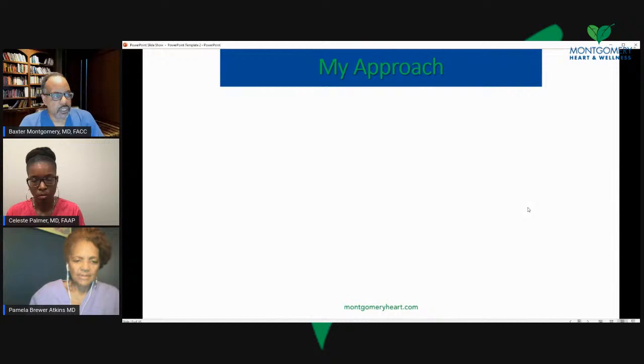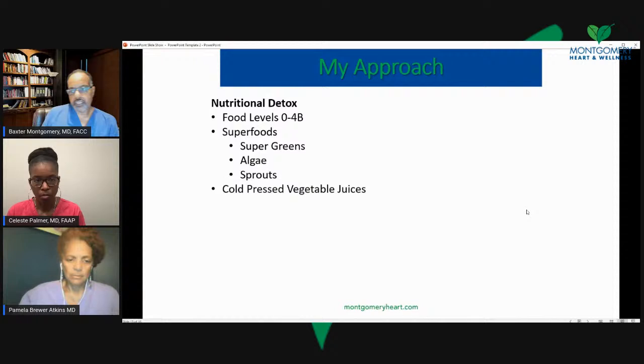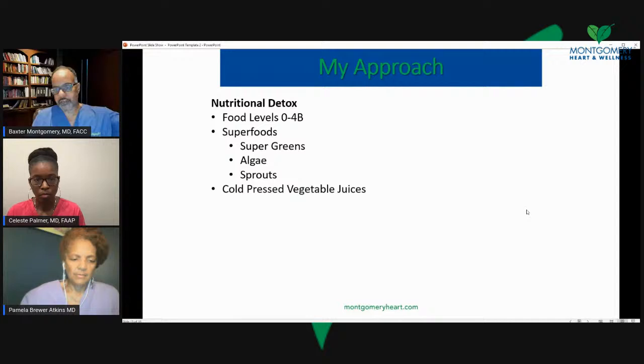All right. So what do I do when I see patients? Well, obviously, I've kind of given away my biases. When I talk about my approach, a good majority of my patients are those two categories I had in red: heart failure and chronic medication use. And so oftentimes, by simply treating the underlying cause, we're treating the liver disease.